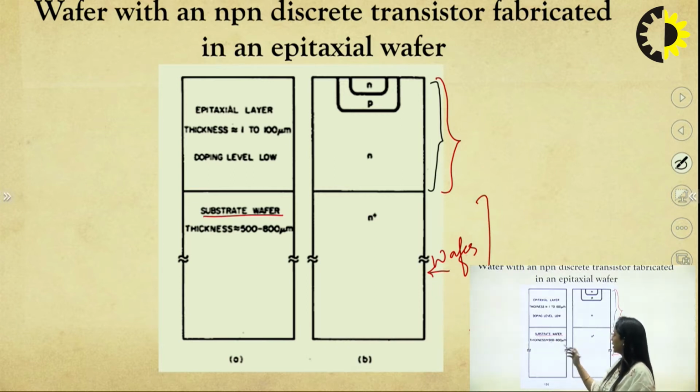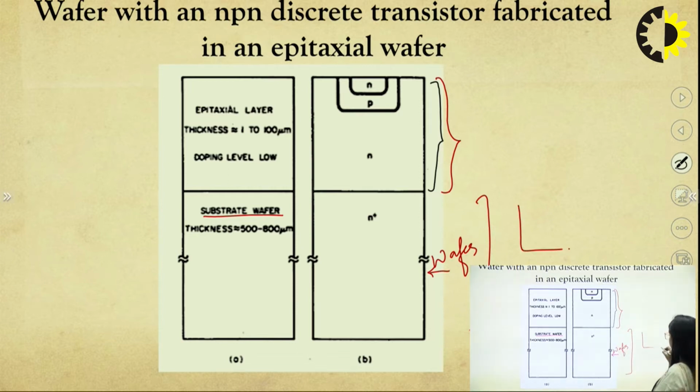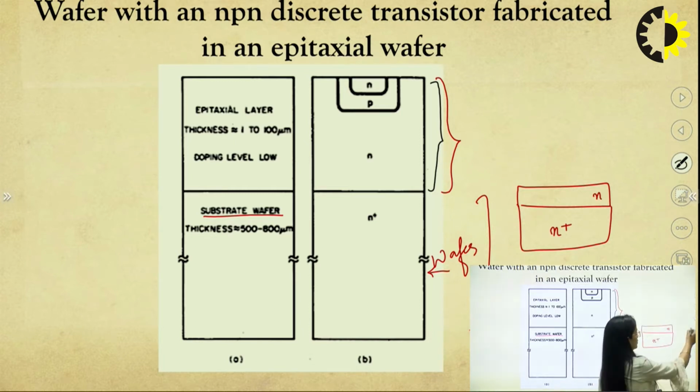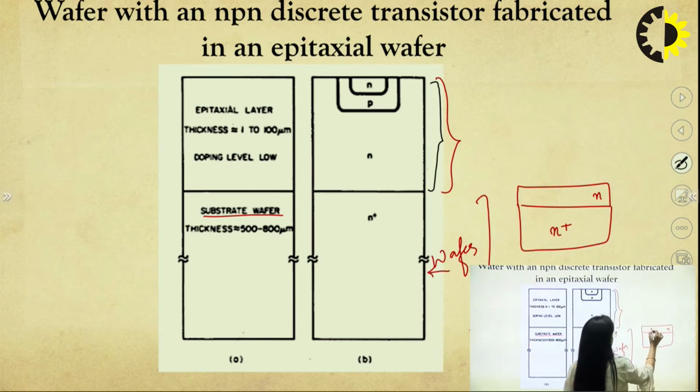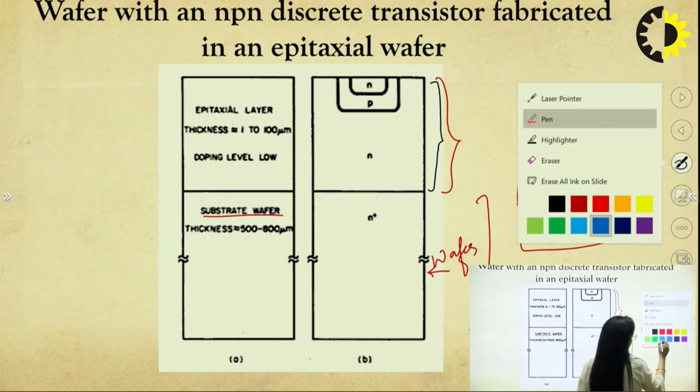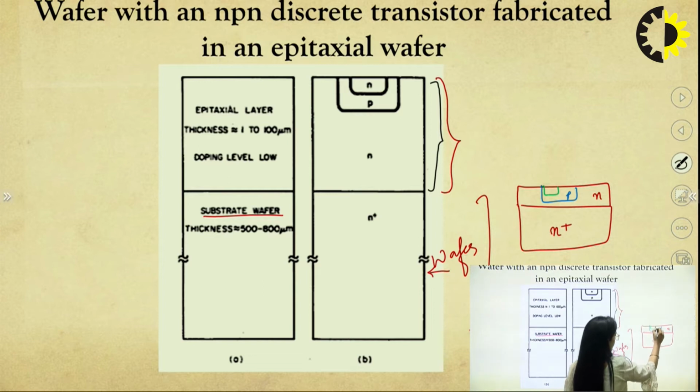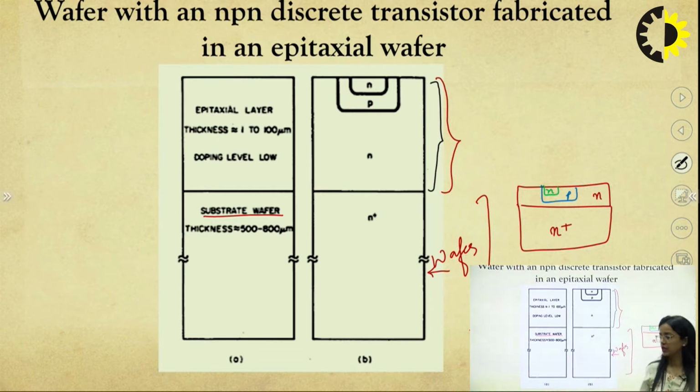The wafer is this, and on top of the wafer, let's say the wafer is N plus. I am growing a layer which is N type. In this N type layer, I am making a P layer grow. On this P layer, I am making another N layer. So this is what we have grown epitaxially. This alone is the wafer, and this complete thing is epitaxial growth.